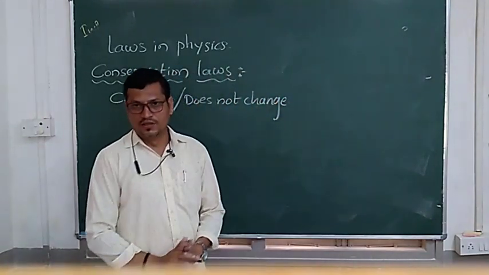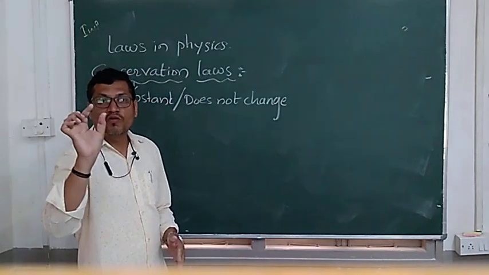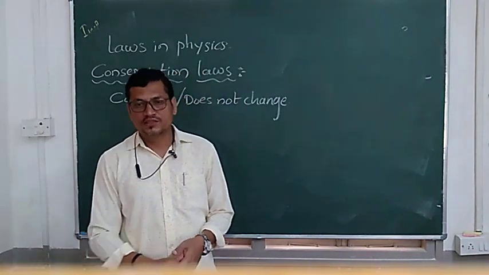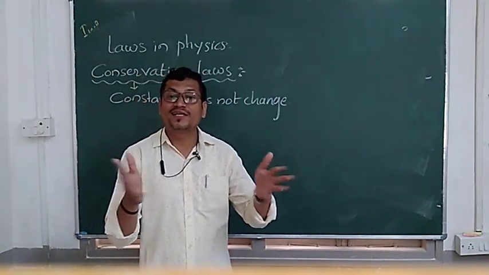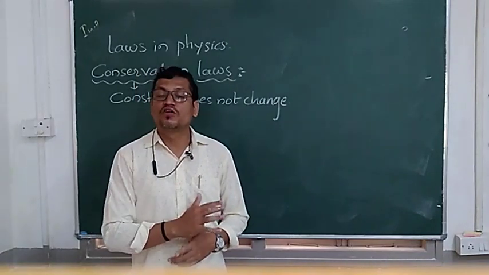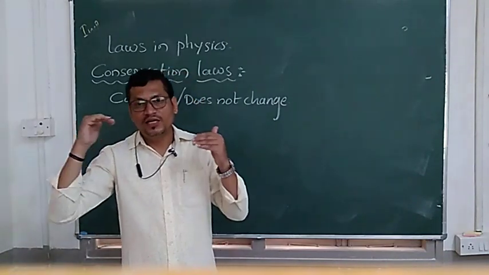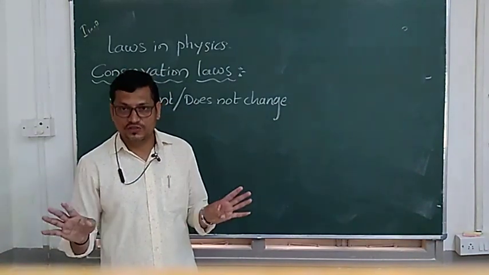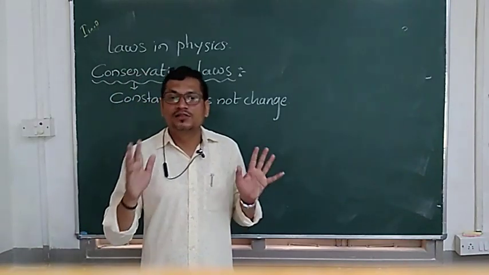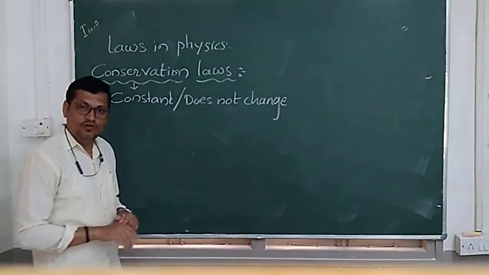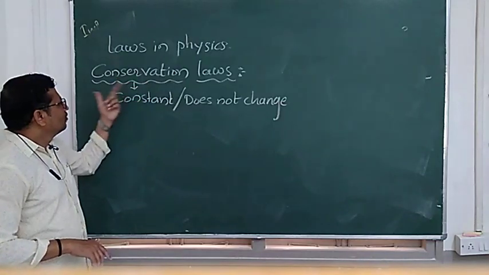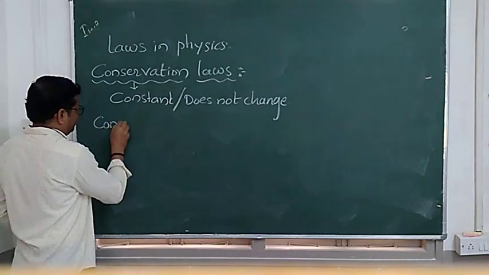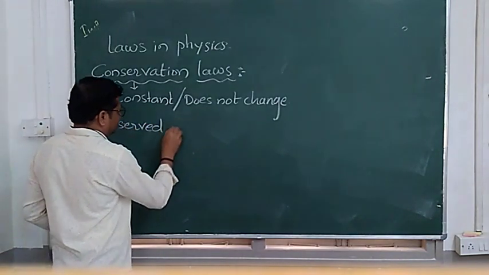In nature or the universe, some quantities are there which do not change. That means they remain as they are. There will be no change. Such quantities are called conserved quantities.